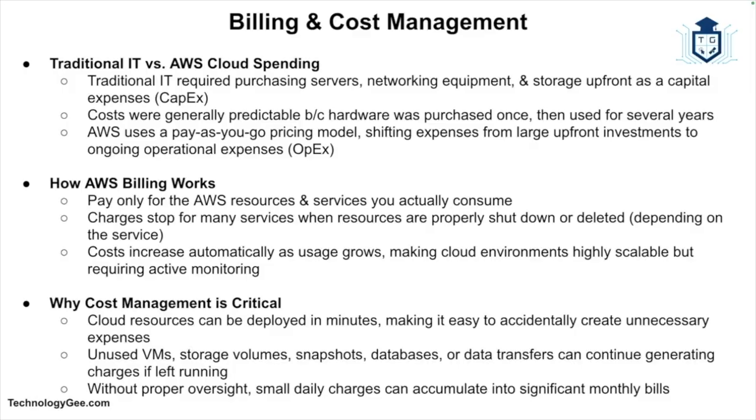All right, so in traditional IT environments, you bought hardware up front. You knew the costs, you paid once or you financed it, and that was it. With AWS, you're operating in a pay-as-you-go model, which means you pay for what you use, you stop paying when you stop using it, and your costs can scale up or out of control very quickly. And this flexibility is powerful because it also introduces responsibility.